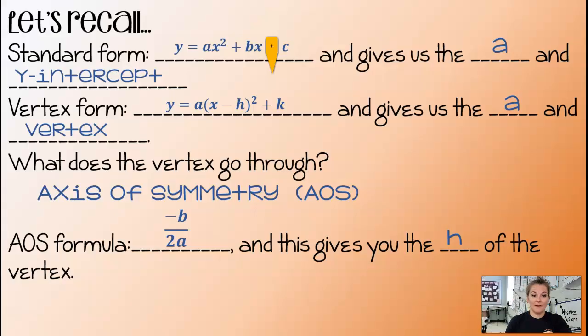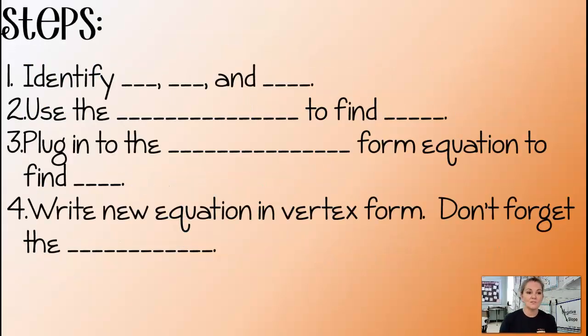So the axis of symmetry formula is going to give us our h of our vertex, because remember, it goes through the vertex. It gives us that x value of our vertex. So if we have our h, we're going to learn how we can then find our k and find our vertex form. So here are our 4 steps.